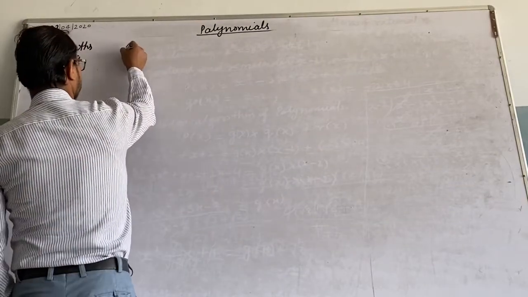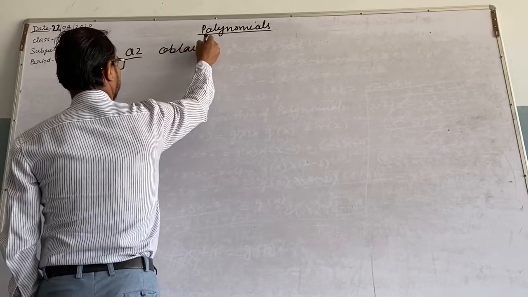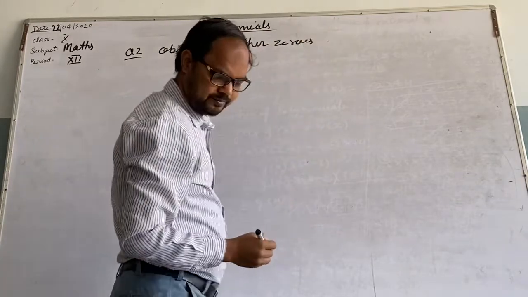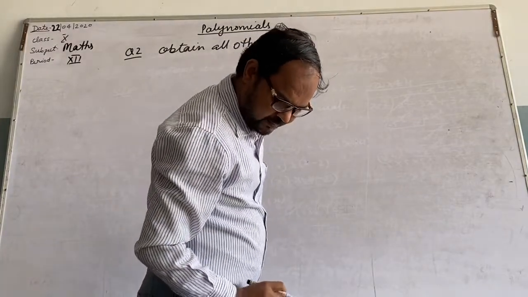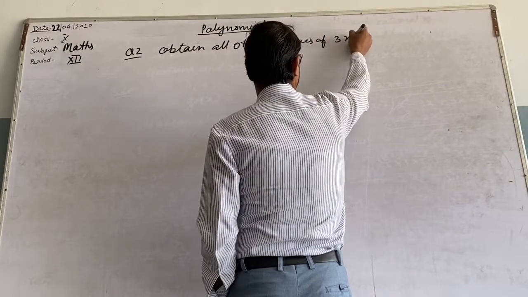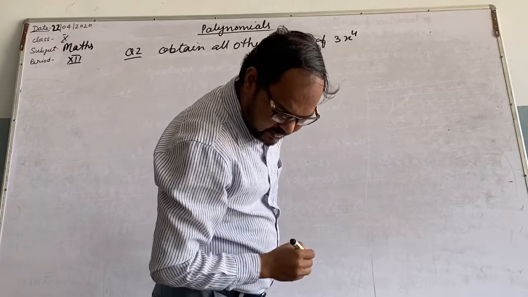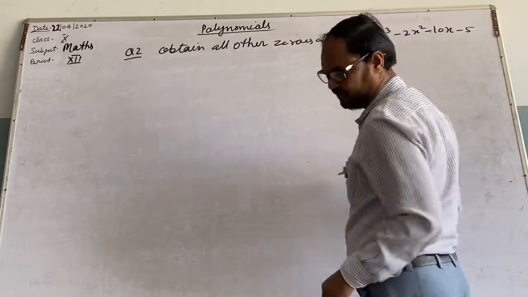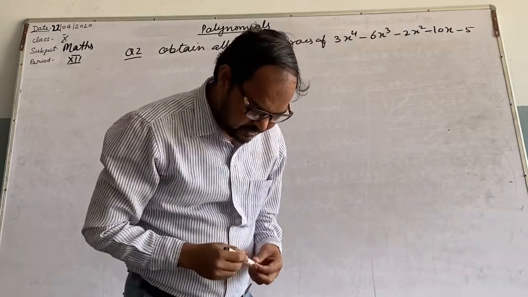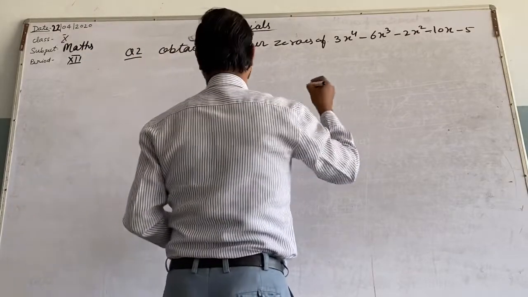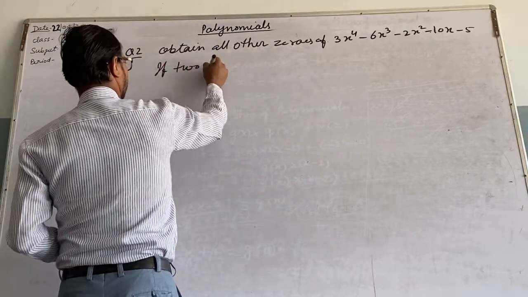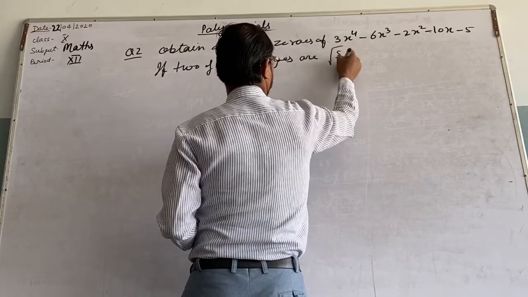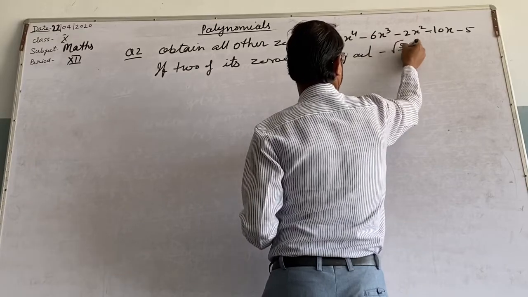Question number 2. Obtain all other zeros of 3x power 4 plus 6x cube minus 2x square minus 10x minus 5, if two of its zeros are root 5 upon 3 and minus root 5 upon 3.